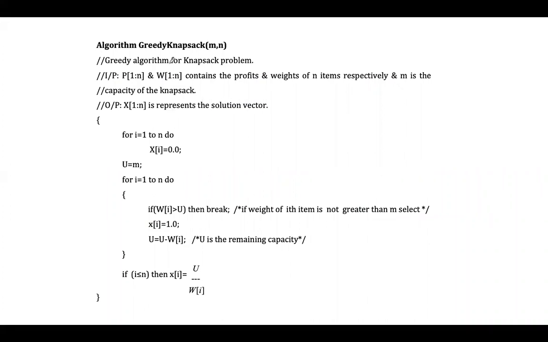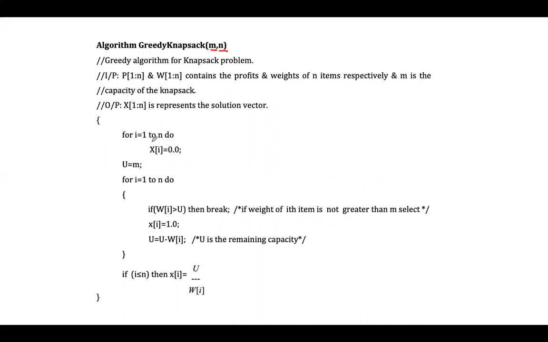M is the capacity, n is the number of objects. Input is P of 1 to n, that is profit, weight, all these things. M is capacity. Output is the x values, that is the quantity, x1, x2, x3, the solution vector, which are the objects you are going to consider. That is the solution.